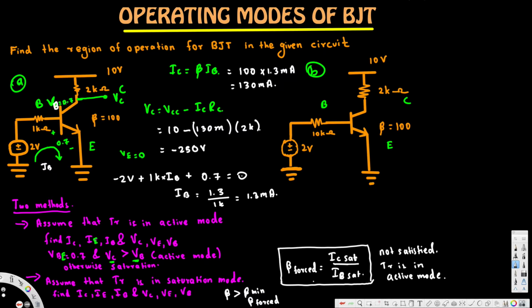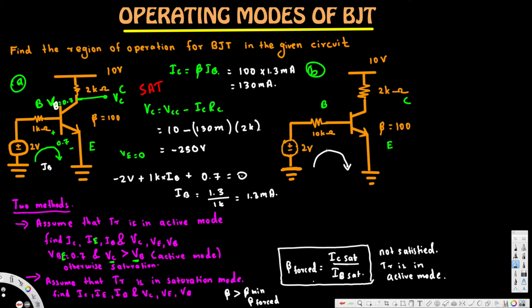VB is 0.7. Here you can see VB is greater than VC. But in order to be in active mode, VC should be greater than VB, right? Since this is contradicting, therefore this is in saturation. So this circuit is in saturation. So first we found out the first circuit is in saturation. Now let's look at the second circuit.